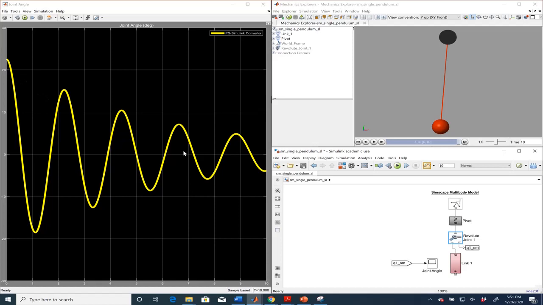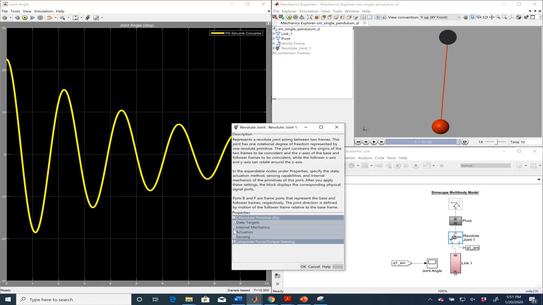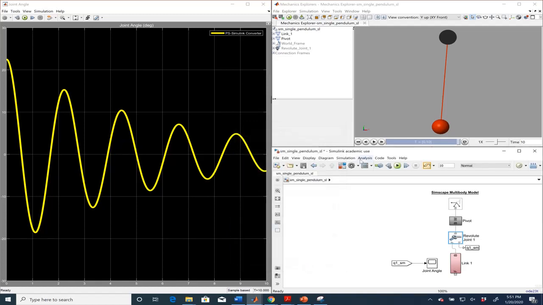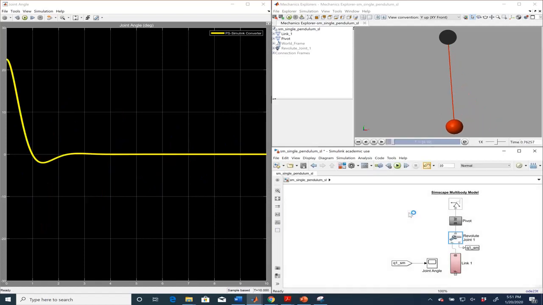In other words, I see a sinusoid whose amplitude is decreasing a little bit. The reason that amplitude is decreasing is that now there's a little bit of energy loss happening in this pivot. Well, what happens if that pivot got even tighter? I can model that and increase the loss in there. Now I let this run.